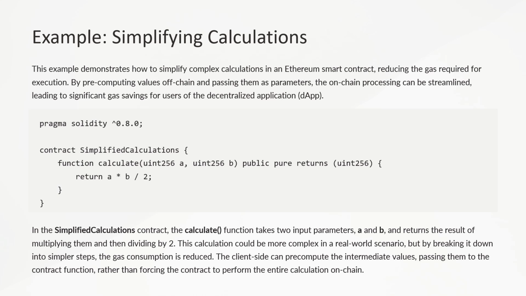The example emphasizes the practice of pre-computing values off-chain and passing them as parameters to the contract function. By pre-computing intermediate values off-chain and passing them as input, the on-chain processing can be streamlined, leading to significant gas savings for users interacting with the decentralized application. This example illustrates how simplifying complex calculations and pre-computing values off-chain can lead to more efficient on-chain gas usage in Ethereum smart contracts. By breaking down computations into more efficient steps and leveraging pre-computation where possible, the gas required for contract execution can be substantially reduced.